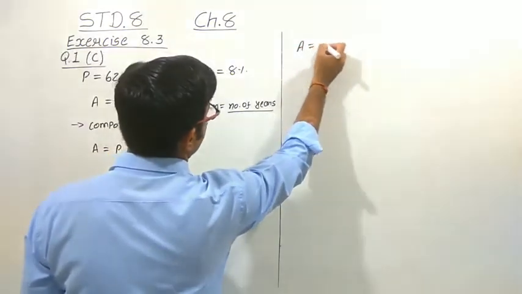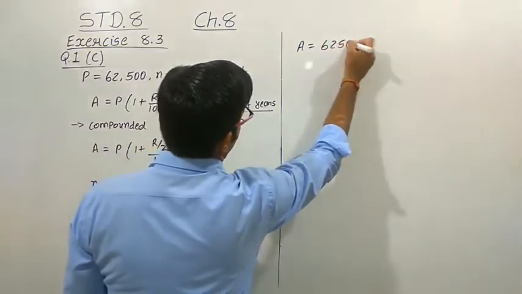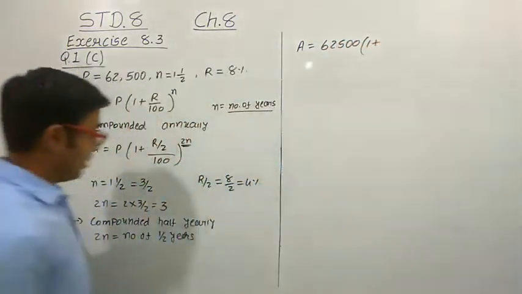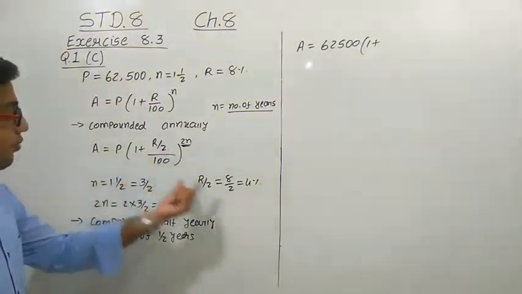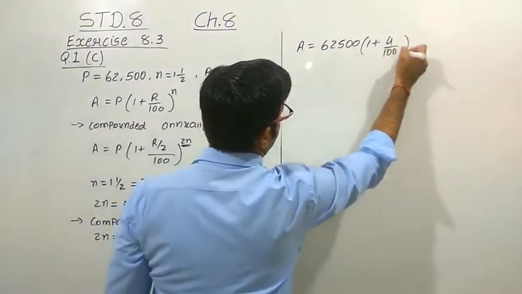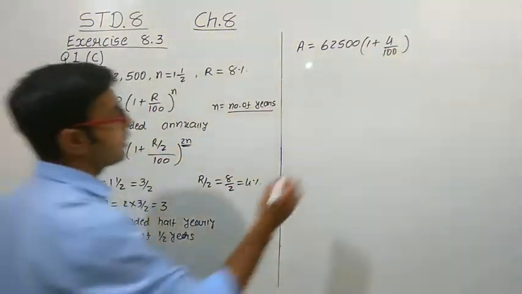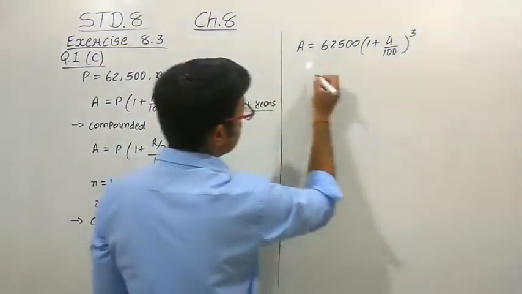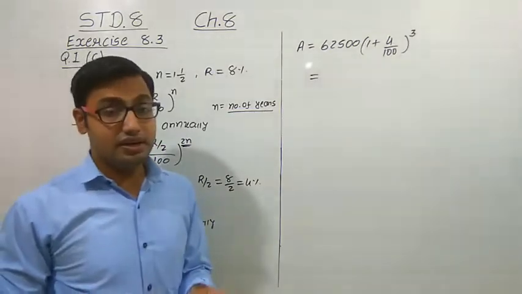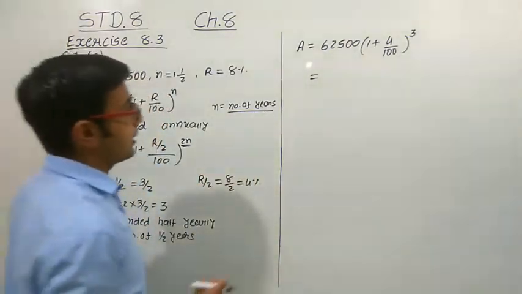So the amount is equal to, what is the principal amount? 62,500 times 1 plus, now we have to take r upon 2. R upon 2 will become 4. 4 upon 100 raised to power we have to take as 3. Right? Because 1 and a half years is given. When we divide it by 6 months, we get 3. So that is what we have to take.